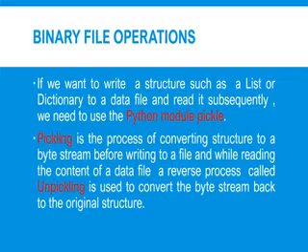Whenever we talk about binary file operations, you may have a question in your mind: why are we going for binary file operations when we do have text file operations? See, whenever we want to write a structure such as a list or a dictionary to a data file, or else to read it subsequently, we need to use the Python module called Pickle. Binary data file operations can be handled in Python through this Pickle module. This Pickle module has two kinds of processes, pickling and unpickling. Pickling is the process of converting a structure to a byte stream, because the byte stream has to be written within the data file. So pickling converts the structure, that is a list or dictionary, to a byte stream before writing to the file.